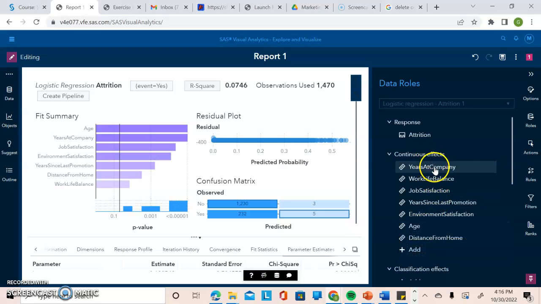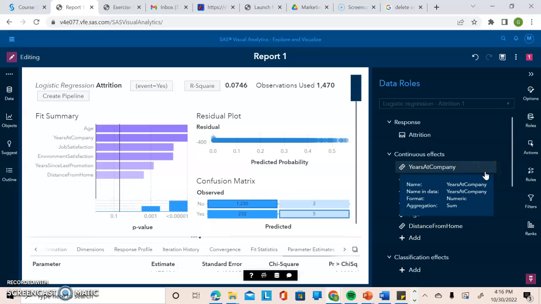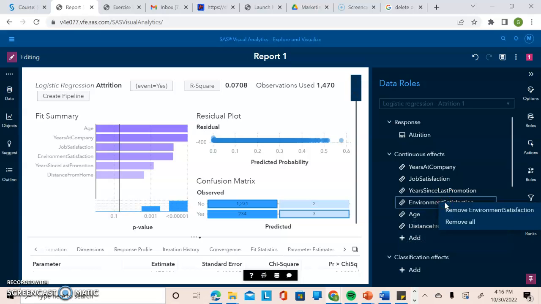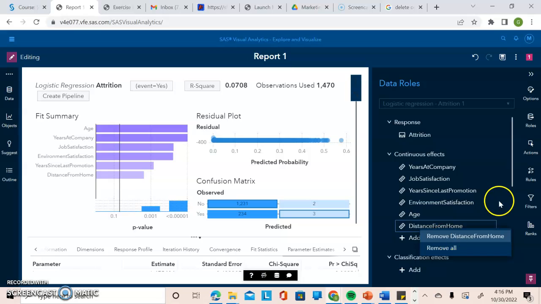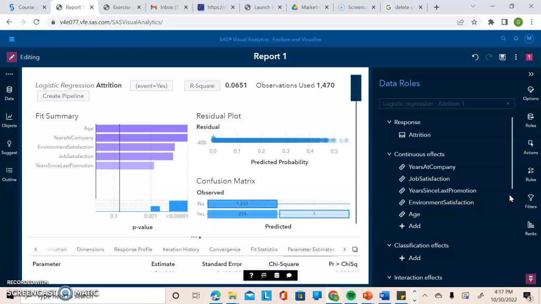We could try taking some of these out and see if that will help. So our lowest one is going to be work-life balance. And then distance from home is next. And we see that actually after removing those, the model became even less accurate. So overall, I would just say this is not a good model to use.